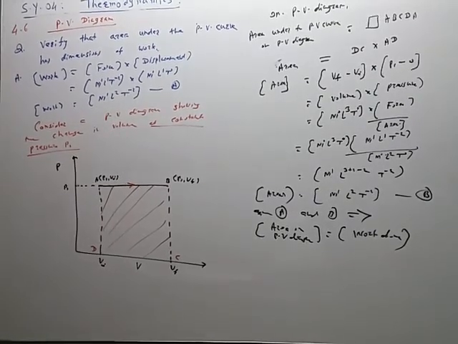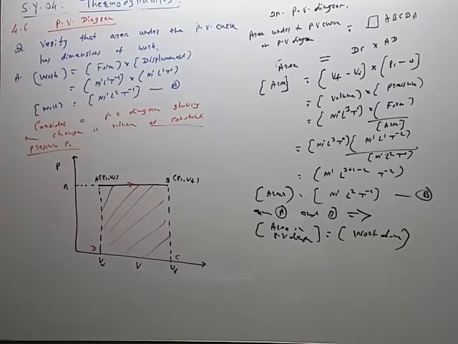So dimensionally we have proved that area bound by the PV curve with the volume axis gives the amount of work done. The work done may be positive, may be negative, or even it may be 0.